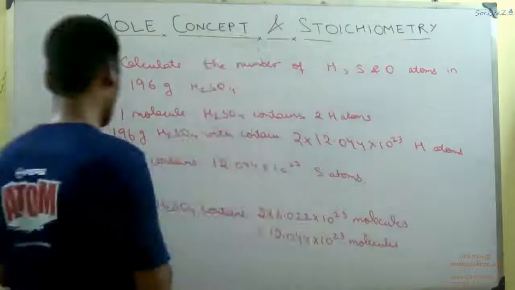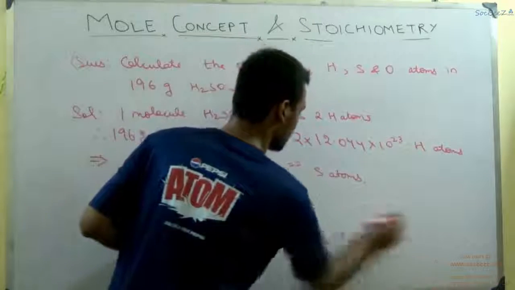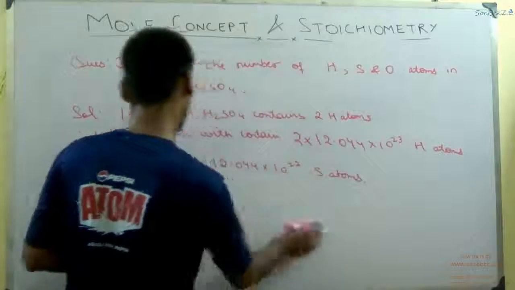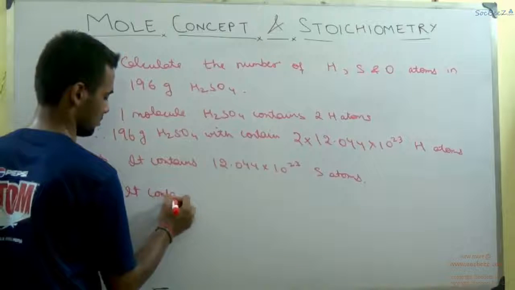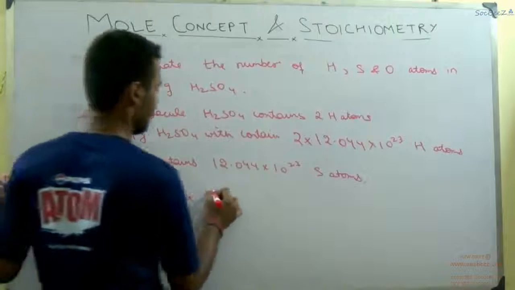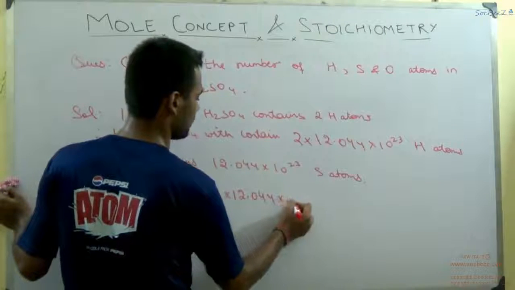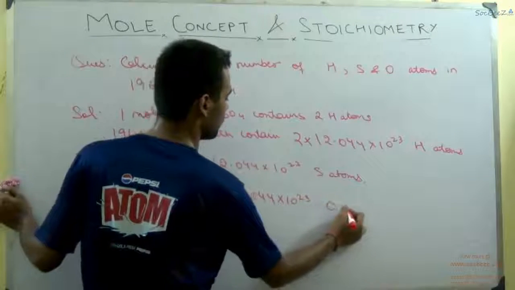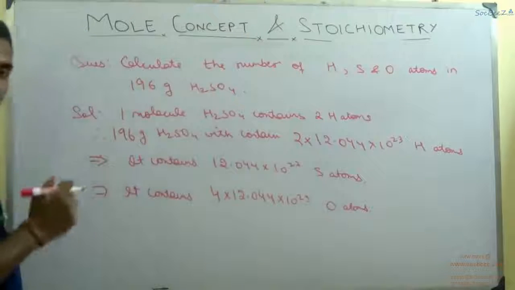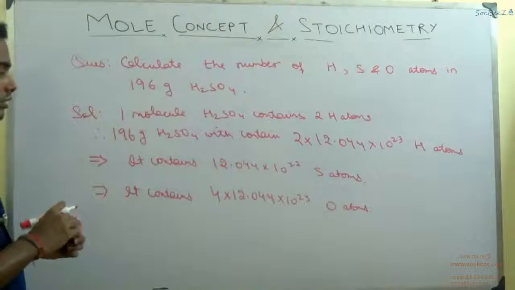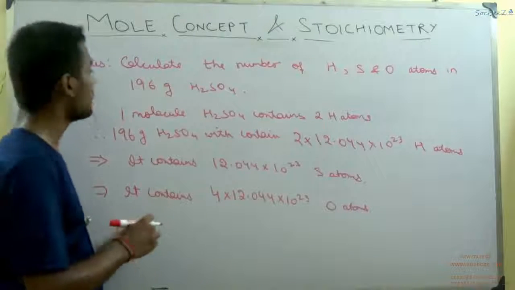Okay. So now, using the same argument, we can conclude that it contains 4 into 12.044 into 10 raised to the power 23 O atoms. Okay. So this is the answer here for this particular question.